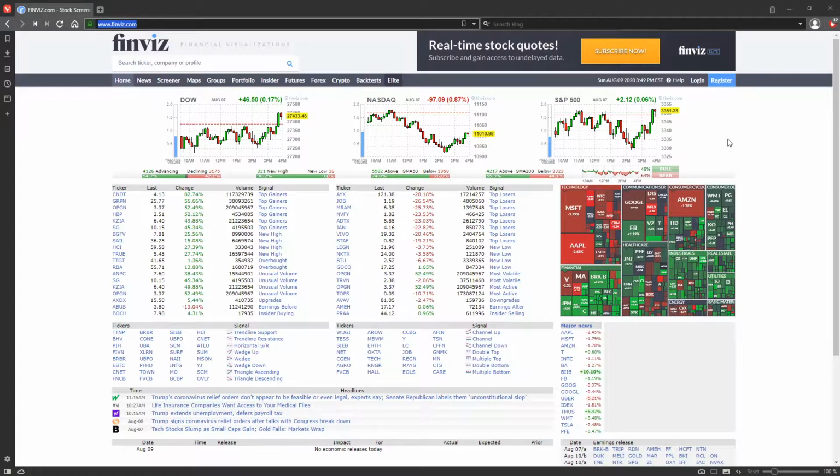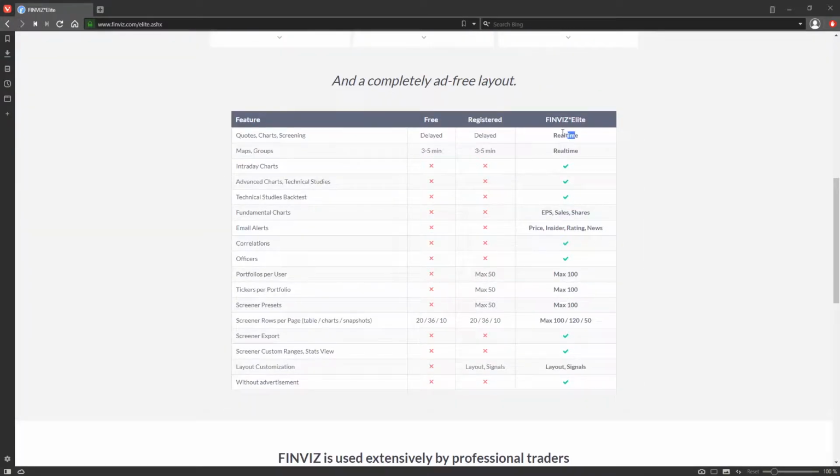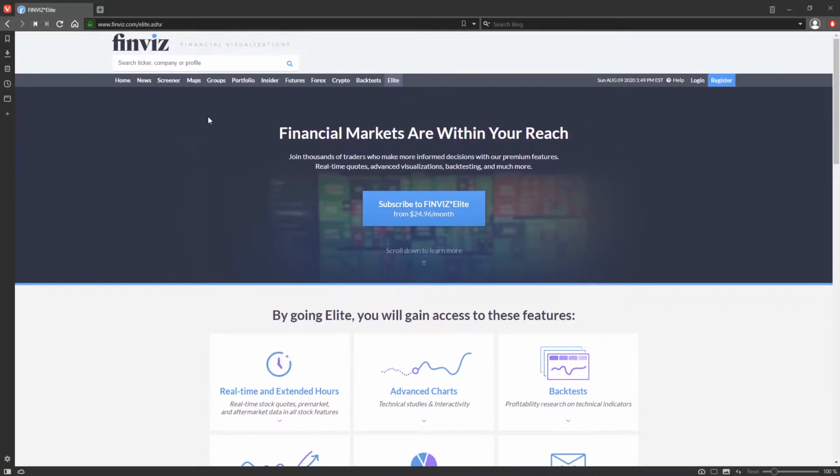If you're not familiar with Finviz, Finviz is a free website to use. You can create an account for free and actually save some of your settings if you want. You can also go for the paid version of Finviz, which is 25 bucks, and it gives you real-time data for charts, screening, and maps, and intraday charts as well.